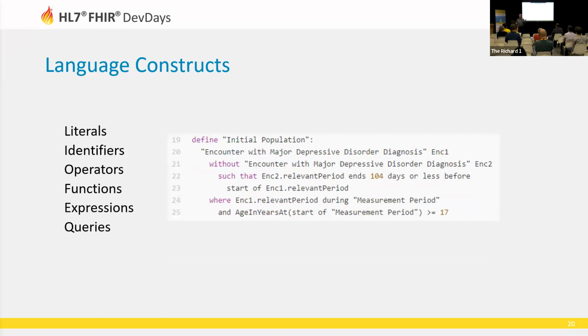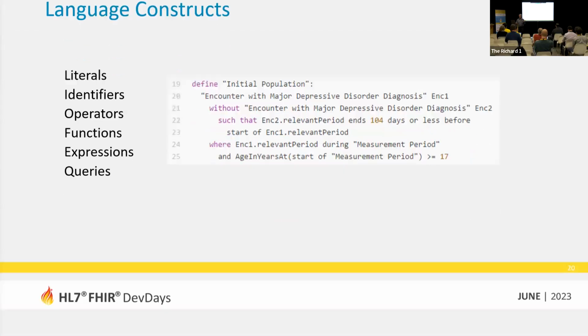The language constructs then are built up of those lexical elements. So the literals, the identifiers, operators, so things like days or less before, functions like age and years at, and then I can use those to build up expressions like where encounter relevant period during measurement period, and I can use those to then build up queries like encounter with major diagnosis, with major depressive disorder diagnosis called encounter 1, and so we'll get into those a little later as well.